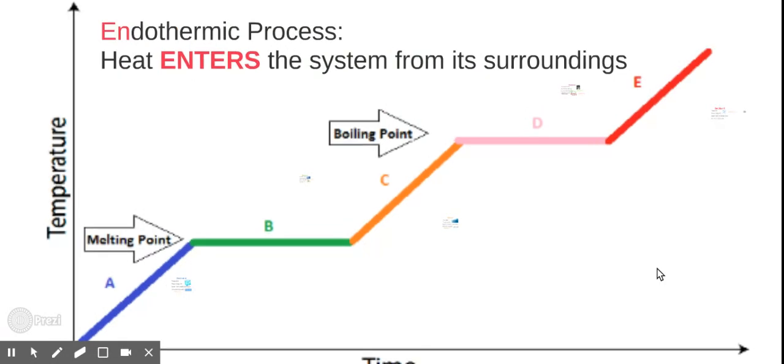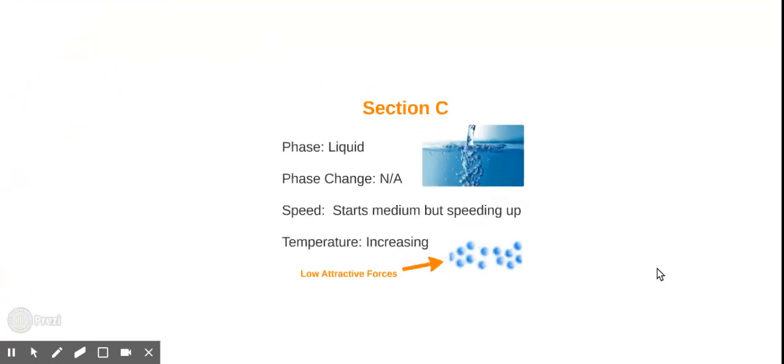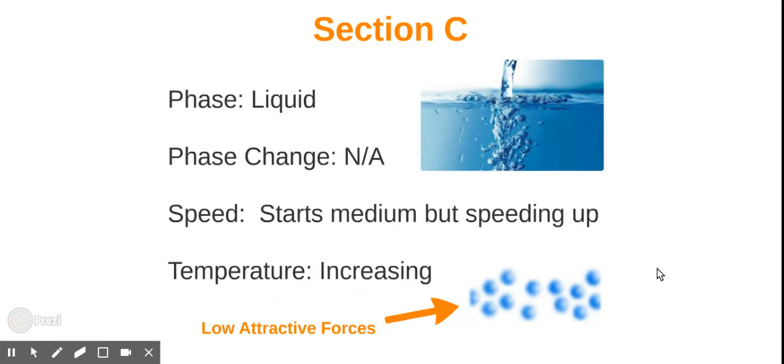So let's take a look at section C and see what happens here. So at this point, everything is turned to a liquid. So we have everything melted. It's now liquid. And now we can start speeding it up again. This is why you see a temperature increase. So it goes from 0, or I guess 1 or something above 0, all the way to like 99.9.